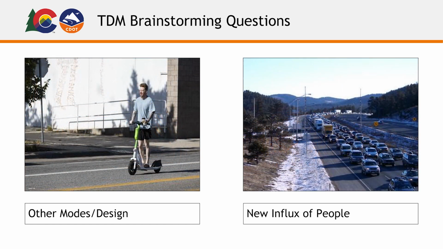Other brainstorming questions to consider are, if people wanted to walk, bike, wheel, scoot in this area, would the current design encourage or discourage them from doing so? And what will be the impact of a new influx of people to this area on the existing transportation infrastructure?